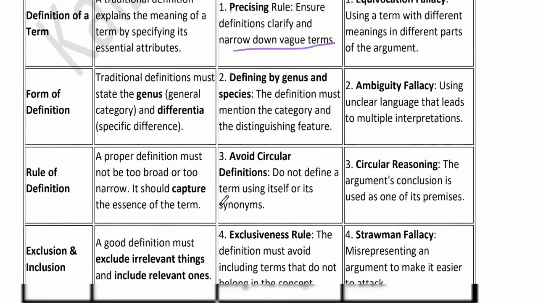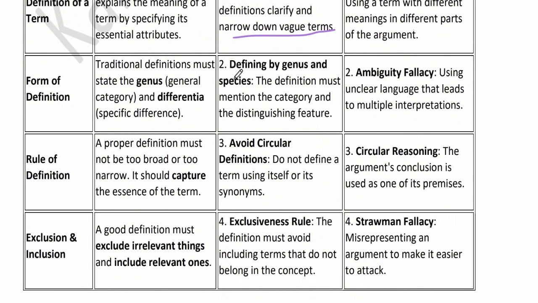All right. Form of definition. Defining by genus and species. The definition must mention the category and the distinguishing feature. Another fallacy is using unclear language that leads to multiple interpretations.